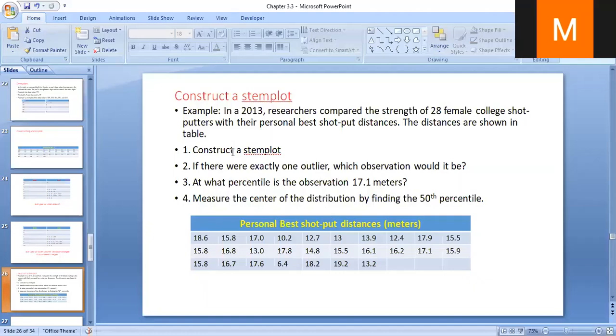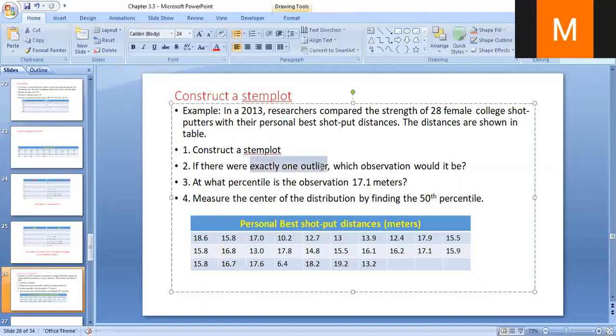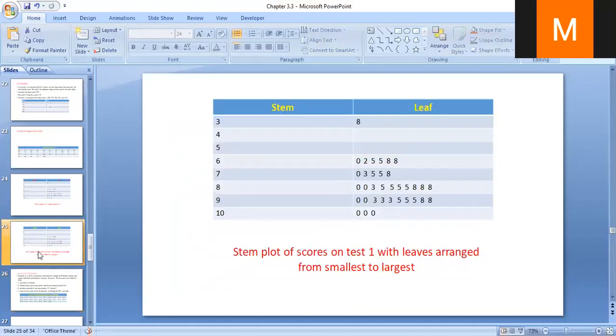Now, first, you construct the step law. The second, you find exactly 1 area. What is the observation in the area? This is the table. You want to construct the step law. You write the right digit on the left and the other on the stem.